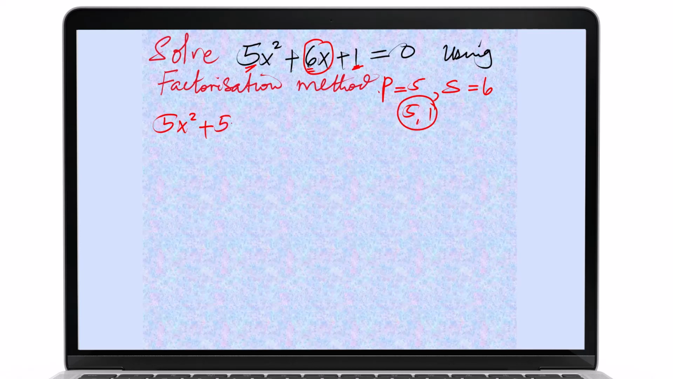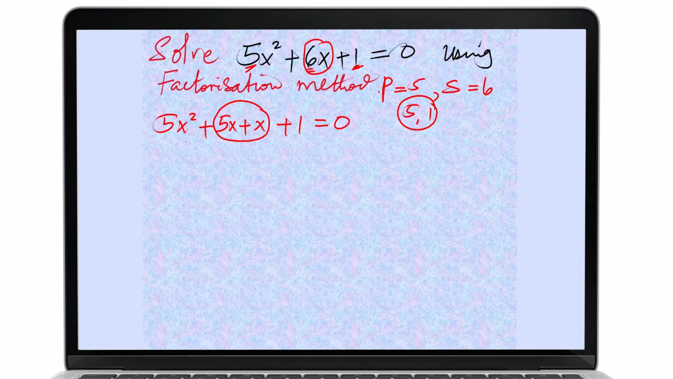So this will be 5x plus x, that is 6x. Then plus 1 is equal to 0. So after doing that, you can see now we have split 6x. 6x is there. We are writing that using 5 and 1.